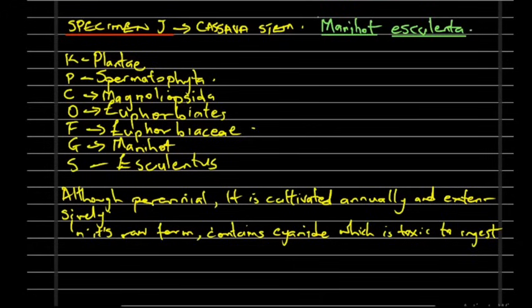So let me quickly look into the next specimen, which is specimen K, also talking about cassava. This time around, it is the cassava tuber. Like I told us earlier on, I already gave us the classification, and we already saw some of the uses of this plant. So let's move further talking about the cassava plant.